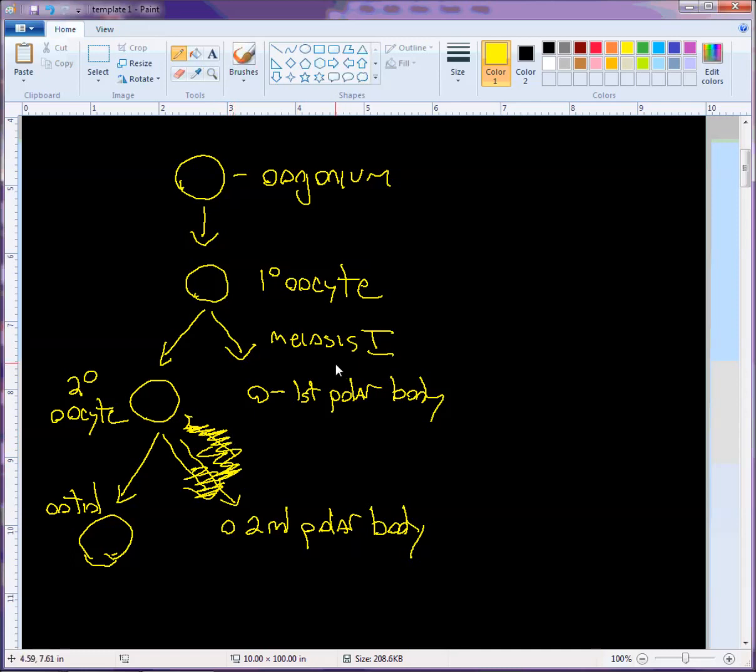So if we start with 50 of these, part A of the question asks us how many secondary oocytes would be formed. So if we start with 50 primary oocytes, then we are going to form 50 first polar bodies and 50 secondary oocytes. The next part of the question was how many first polar bodies are formed. Okay, 50. Right, so we have 50 primary oocytes. These are going to divide, and they're going to make 50 secondary oocytes and 50 first polar bodies.